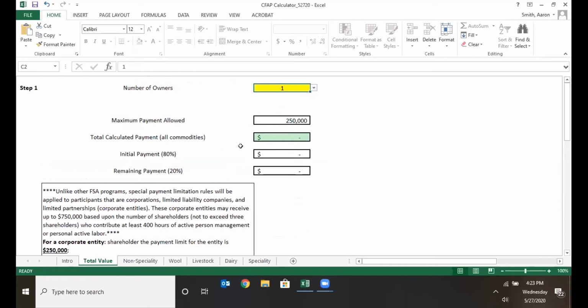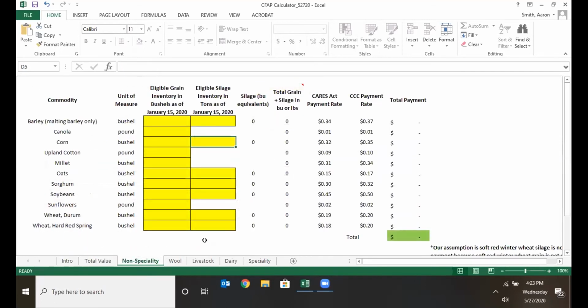It is also important to point out that the payments will come in two different components. The initial payment will be 80%, and then the remaining payment will be 20%. So it calculates a total payment, and then how that payment is going to be distributed by USDA. When we move to the specialty crop section, this is where you can specify your inventory. I did an example of a farm of about 2,000 acres, with about 500 acres of corn, 1,000 acres of soybeans, and 500 acres of cotton.